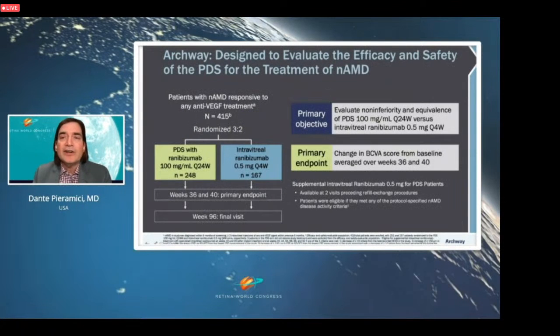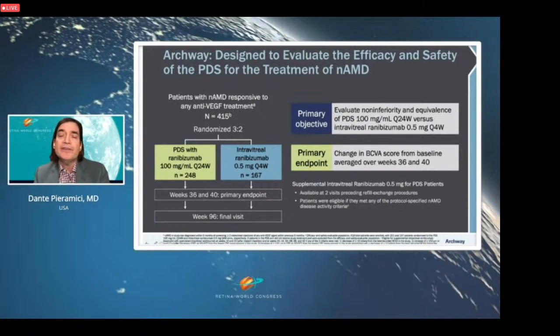So that brings us to the Archway trial, and this was a phase 3 clinical trial designed to test the high-dose PDS, 100 milligrams per ml, mandated refilled every 6 months versus the standard of care, which is intravitreal ranibizumab injections on a monthly basis. The primary objective of this trial was to evaluate for non-inferiority and equivalence of the PDS refilled every 24 weeks versus intravitreal injections on a monthly basis.